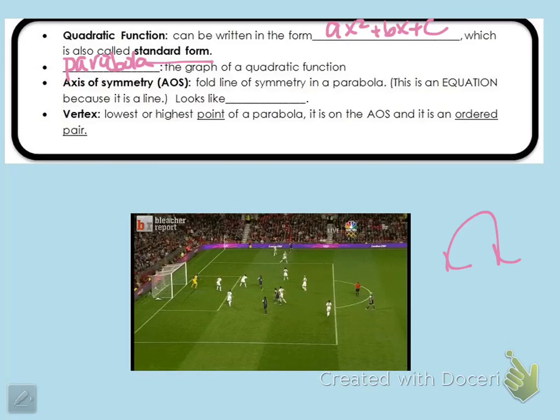The axis of symmetry, if we fold this in half, is the line that sits in the middle that creates the symmetry. This is going to use negative b over 2a. The vertex is the lowest or highest point on the parabola that we will find from the AOS, and it's always an ordered pair. So in this case, it's the high point. It'll make more sense once you do a couple of them.